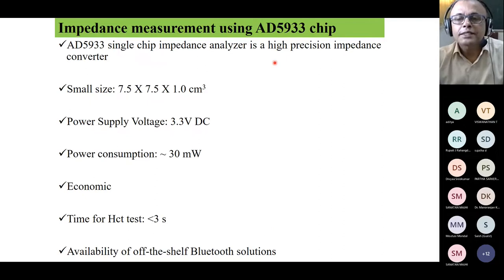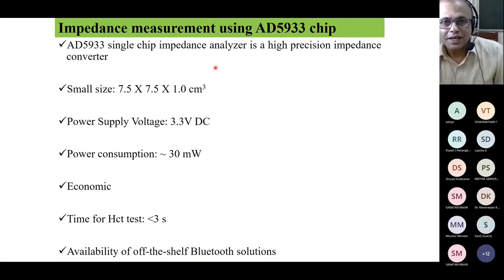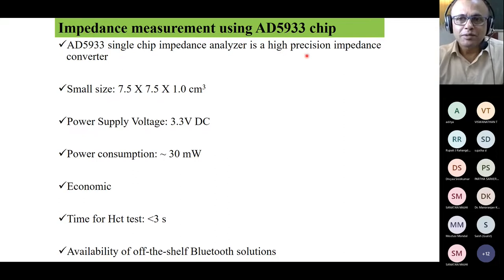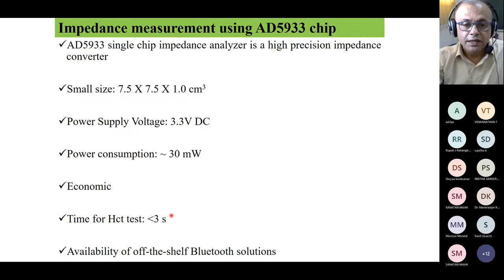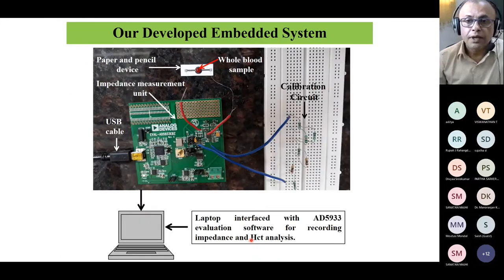using again the AD5933 chip. It is a high precision impedance converter, impedance analyzer. It is smaller in size, and the power supply requirement is less than 5 volt, so I can use a battery. Power consumption is 30 milliwatt, and that also satisfies deployment in resource limited places. It is economic, the time needed for testing is only 3 seconds, and there is availability of a cell Bluetooth solution.